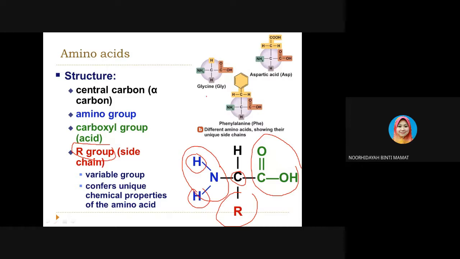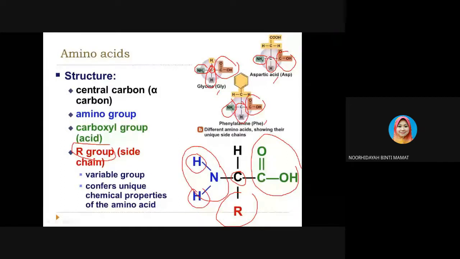For example, if you can see from here, each of these has the alpha carbon, which joins with the hydrogen. Three of them, even though they are different amino acids, have the central carbon, or alpha carbon, which is attached to the amino group, and the other one is attached to the carboxyl group. So what makes glycine, phenylalanine, and aspartic acid different? It's because of this side chain.